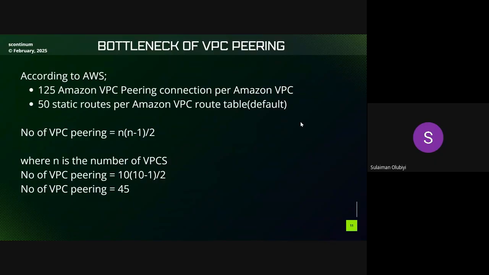People like saying that John means this thing. No? So 4950. So you'll be having about 4950 VPC peering.